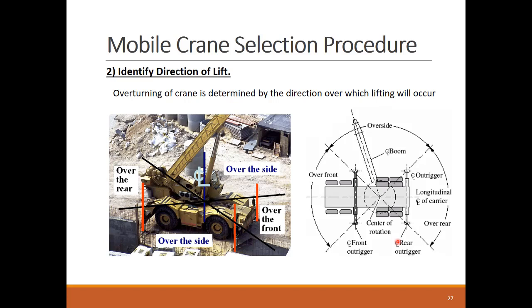The second step is to identify the direction of the lift with respect to the 4 quadrants of the crane. There are 4 quadrants around the crane: the 2 overside quadrants, the over front quadrant, and the over rear quadrant. The load capacity of the crane depends on the quadrant position of the boom. Usually the crane has the highest lift capacity when the boom operates within the front quadrant.